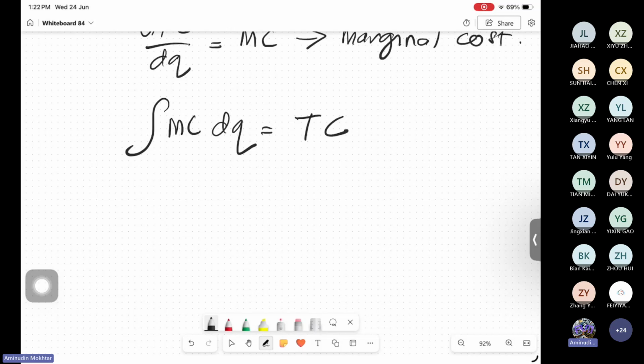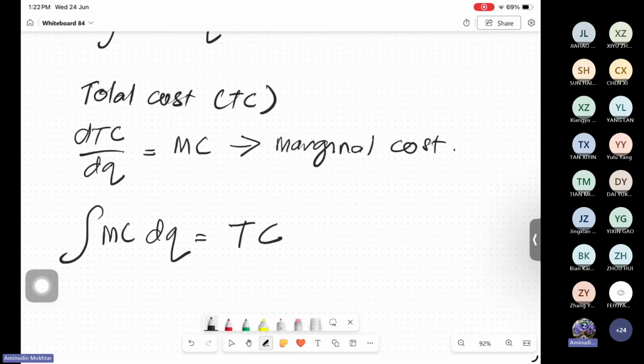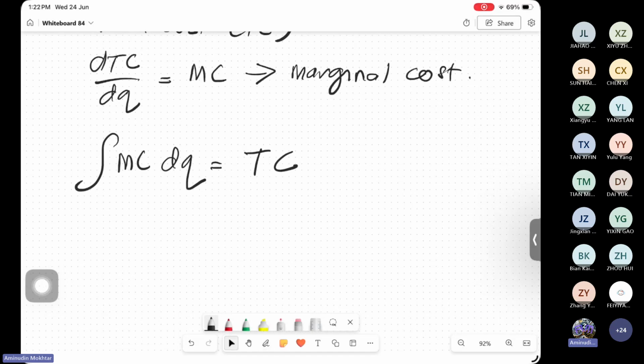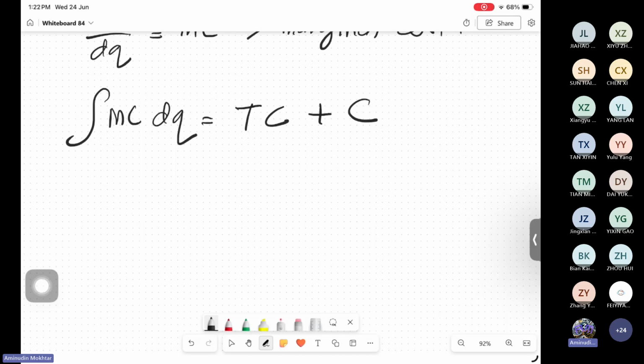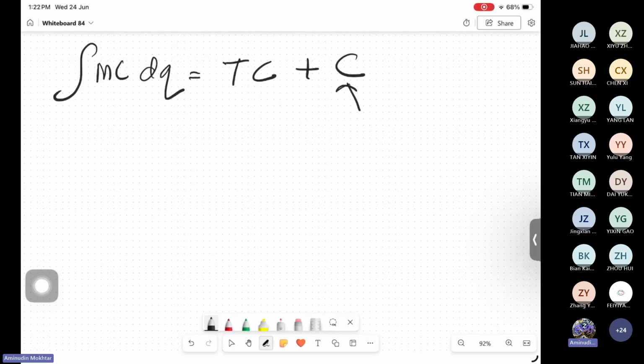TC. But for this case, because now I'm talking about the indefinite integral, we have to put plus C. If we refer to the lecture note, I put here that the C is now equal to the fixed cost in this concept. It is TC plus C, and then C here is a fixed cost.